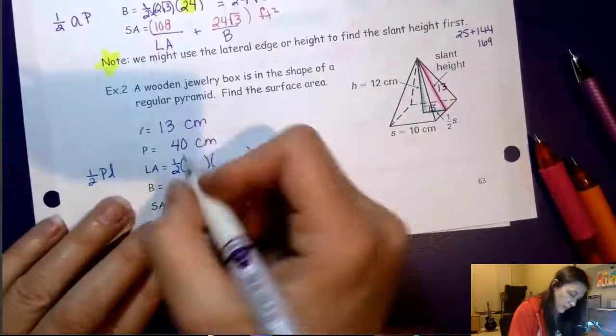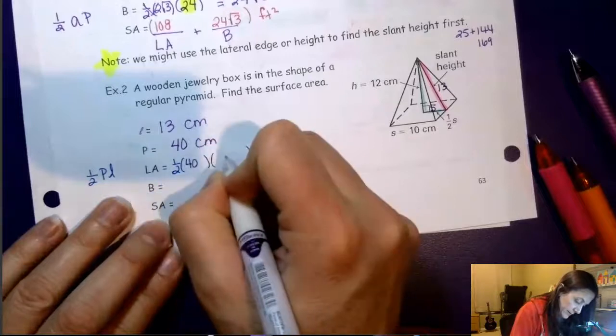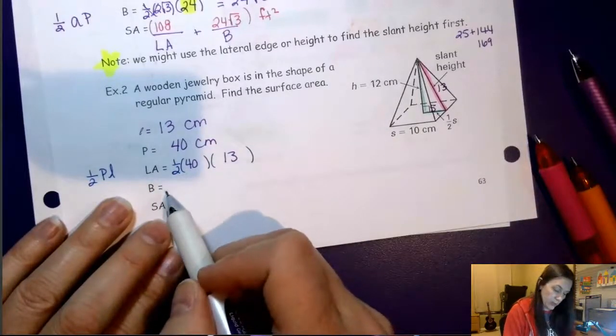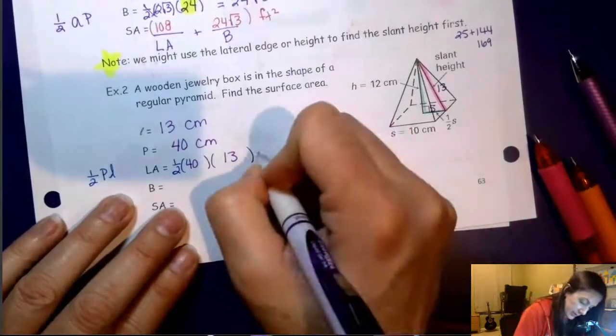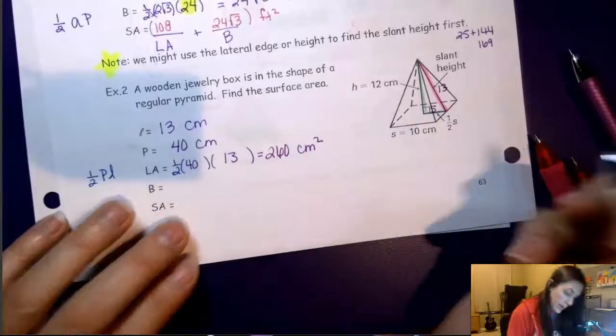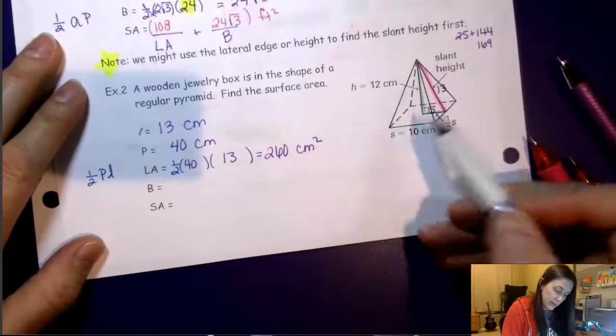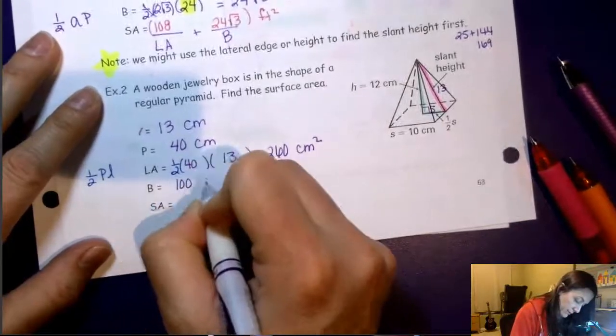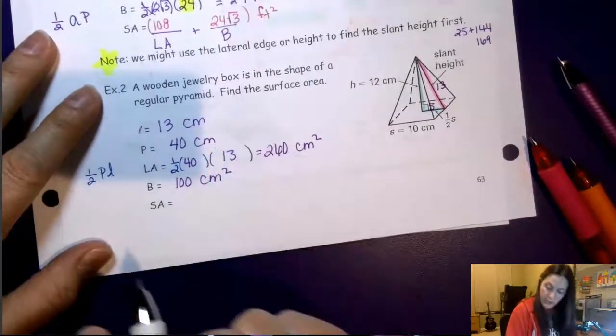So again, 1/2 my perimeter is 40. My slant height is 13. Half of 40 is going to be 20 times 13. I get 260 centimeters squared. Now the area of the actual base here, it's a rectangle. It's going to be 10 times 10. I get 100 centimeters squared.